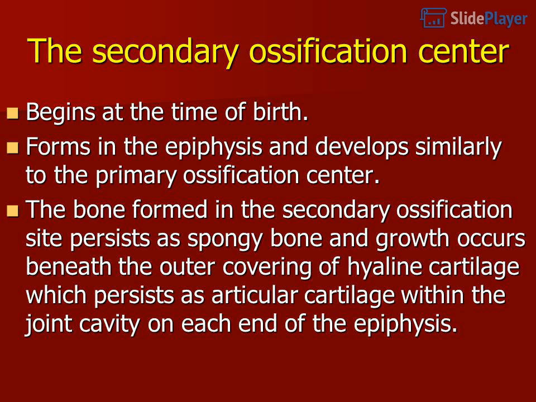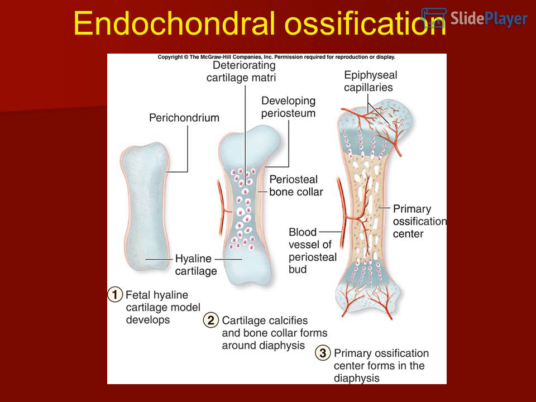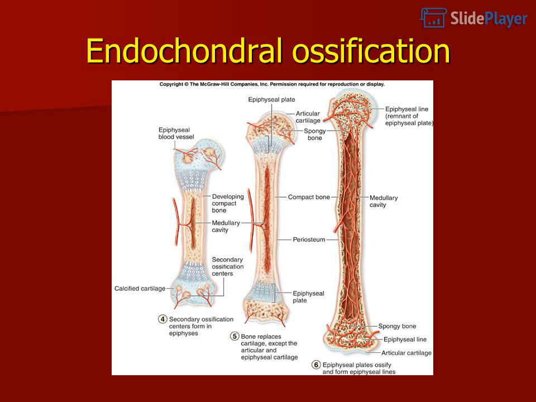The secondary ossification center begins at the time of birth, forms in the epiphysis and develops similarly to the primary ossification center. The bone formed in the secondary ossification site persists as spongy bone, and growth occurs beneath the outer covering of hyaline cartilage, which persists as articular cartilage within the joint cavity on each end of the epiphysis. Endochondral ossification.